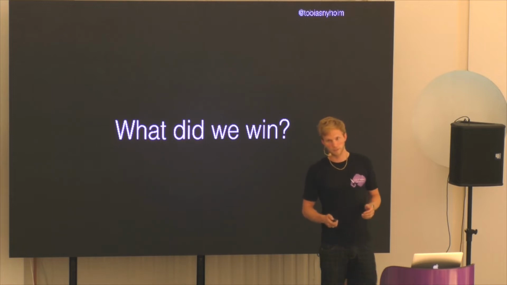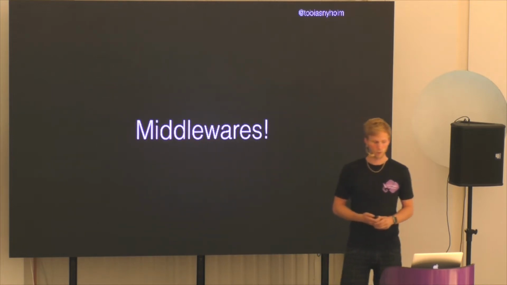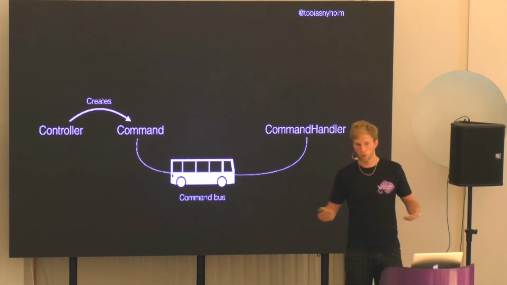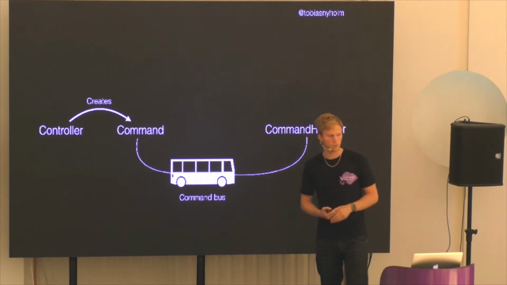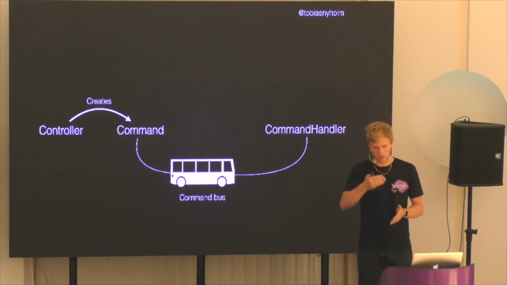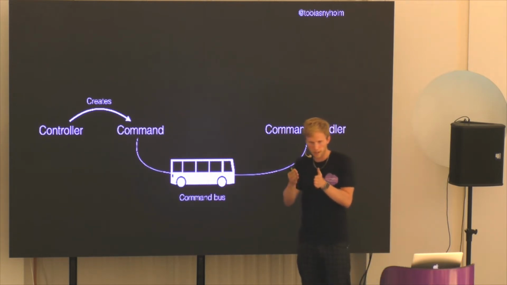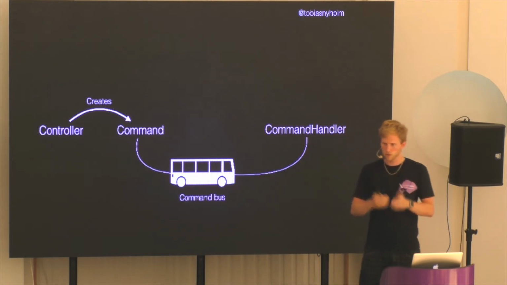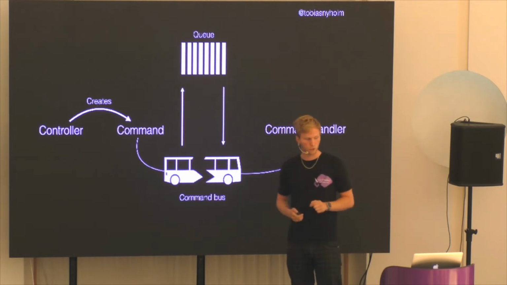The simple answer is middlewares. We can have middlewares for logging, so we can log all the changes in our application. We can have middlewares for validation, so make sure the messages are correct. We can have middlewares for doctrine transactions to make sure that everything in our handler is going to one doctrine transaction. We could also use a middleware for queues.